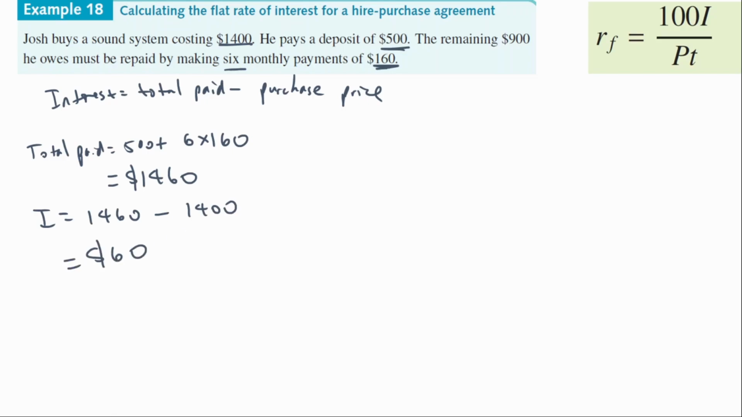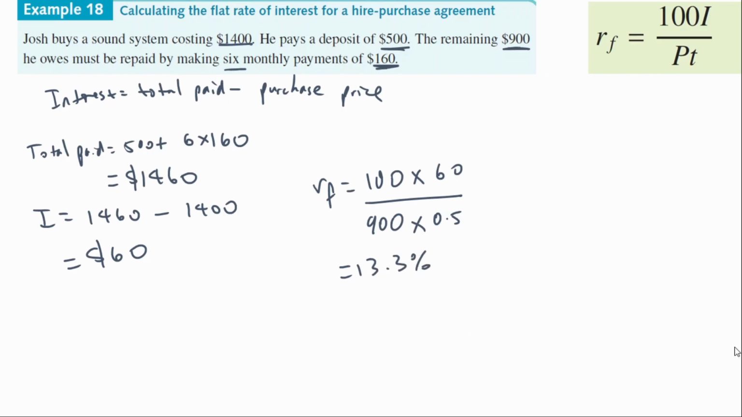Now that we've got that, we can find the flat rate of interest using the formula on the top right. We're just going to substitute what we know. So R_f is going to equal 100 times I, which is 60, we found that out before, divided by P, the amount he borrowed. He borrowed $900, so it'll be 900 times time in years. It took him 6 months to pay, so that's half a year, which I'll write as 0.5. Once you put all that into your calculators, it will give you a value of 13.3%. So that is your flat interest rate.